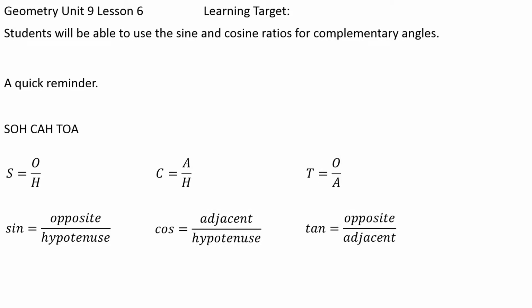Before we get too far, your friend SOHCAHTOA is our helpful reminder. So if we focus on sine and cosine today, sine is opposite over hypotenuse, cosine is adjacent over hypotenuse. And then when you get to IXL, you'll also be using tangent, which is opposite over adjacent.